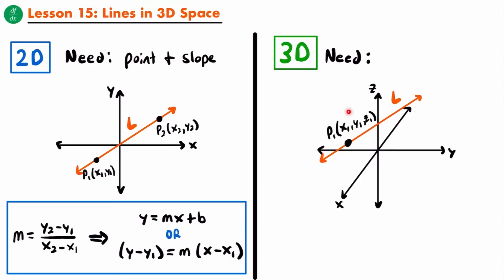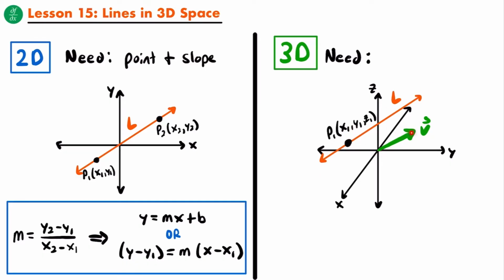And then along with that point, instead of needing a slope like we do in 2 dimensions, what we are going to want instead is a vector. In particular, a vector we call a direction vector, a vector that describes the direction of this line. Essentially what that means is that that direction vector will be parallel to this line, okay? And so that vector might look something like this. That could be vector v, a direction vector that describes the direction of this line. It's parallel to that line.